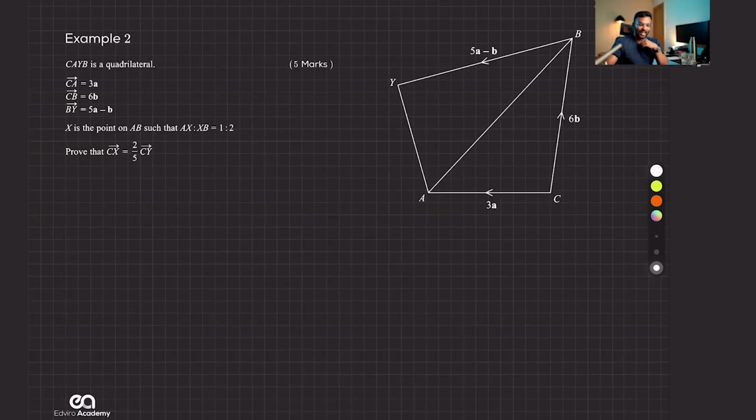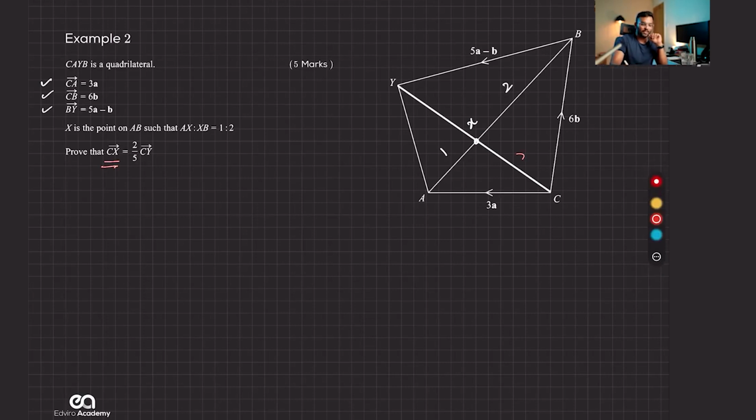So we have ABCY is a quadrilateral. These are all just descriptions of the whole thing, which is already marked for you. X is a point on AB such that, so I would mark, so this is my X. Okay, guys, so this is 1:2. Would you all agree with that? It's asking you to prove CX, which is this line, is equal to 2/5 of CY.